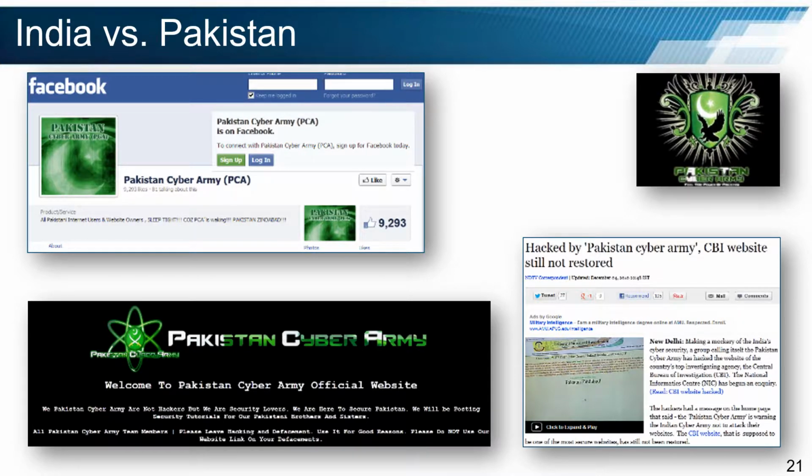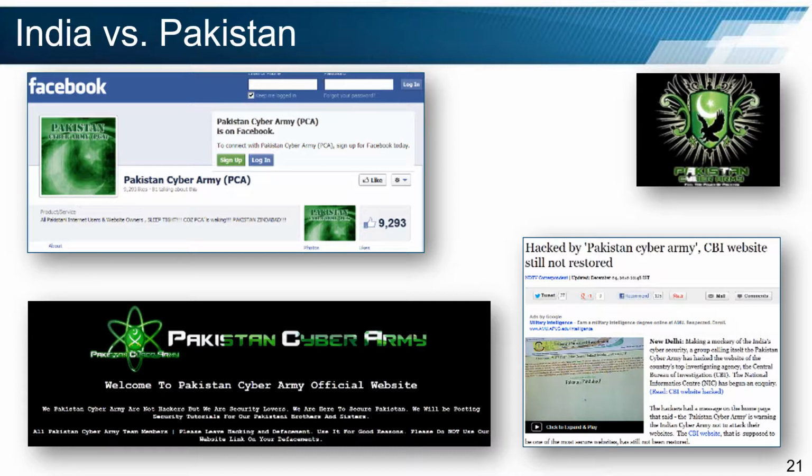Pakistan's counterpart to the Indian Cyber Army is the Pakistan Cyber Army. Like its Indian counterpart, the Pakistan Cyber Army bills itself as a professional organization, stating, "We are not hackers, we are security lovers." But also like its counterpart, its members have participated in numerous high-profile attacks and intrusions against Indian websites. One of the more notable was a defacement of the website for the Indian Central Bureau of Investigation, India's equivalent to the FBI. The PCA also has its own website and makes strong use of social media such as Twitter and Facebook for recruiting and messaging.